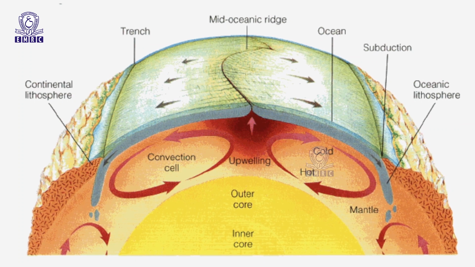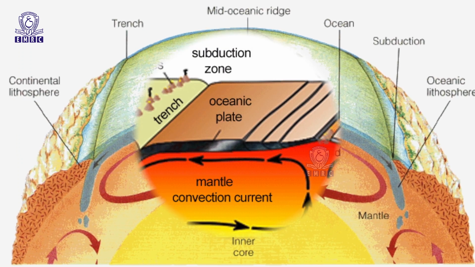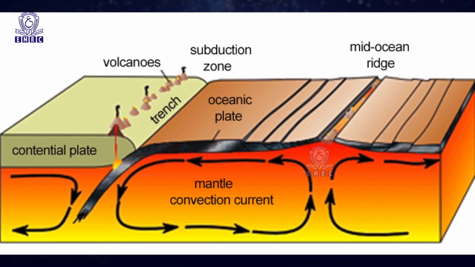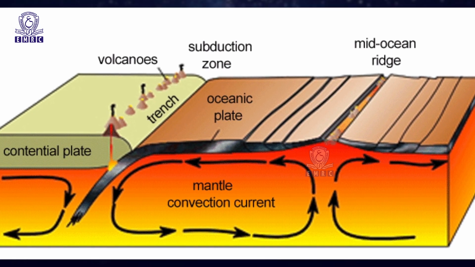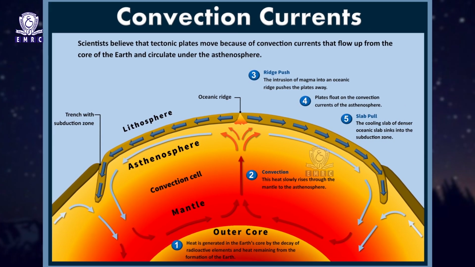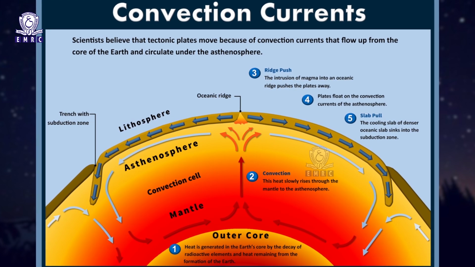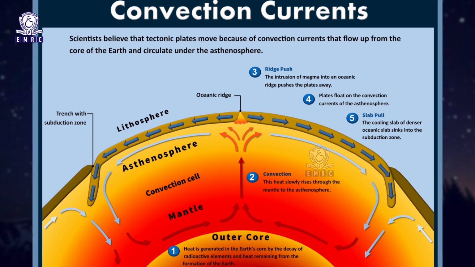One of the major causes identified for the movement of plates is given by Sir Arthur Holmes, which is related to thermal convection currents. Thermal convection currents generated in the mantle are believed to be the main driving force for the plate motion. Thermal convection currents are generated in the mantle due to the presence of radioactive material in the mantle, which is unequally distributed.